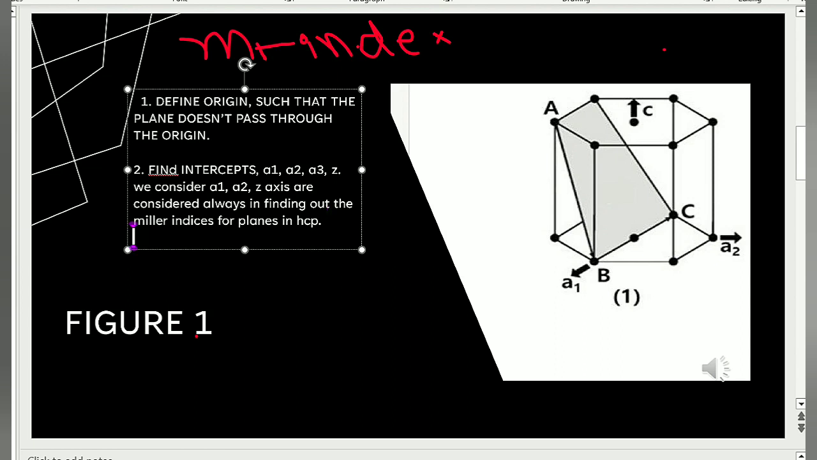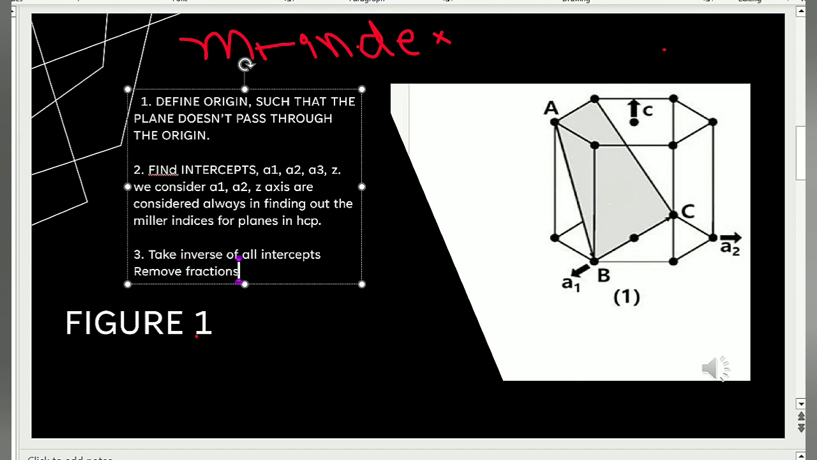After finding out the intercepts, the third step is to take the inverse. Take inverse of all intercepts. The fourth step is to remove fractions, if any. If fractions appear, then you need to remove them.